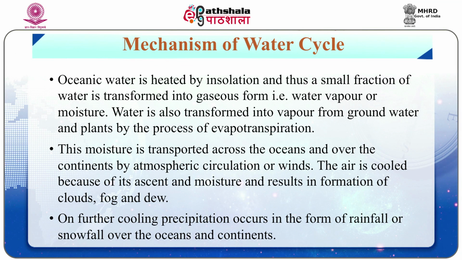Mechanism of the water cycle. Oceanic water is heated by insolation and thus a small fraction of water is transformed into gaseous form. Water is also transformed into vapor from groundwater and plants by the process of evapotranspiration. This moisture is transported across the ocean and over the continents by atmospheric circulation or winds. The air is cooled because of its ascent, and moisture results in the formation of cloud, fog and dew. On further cooling, precipitation occurs in the form of rainfall or snowfall over the ocean and continents.